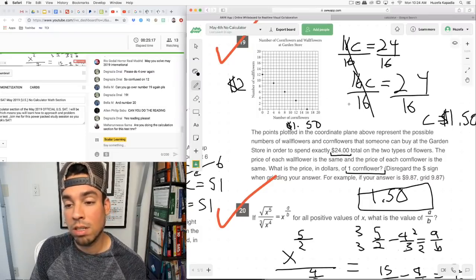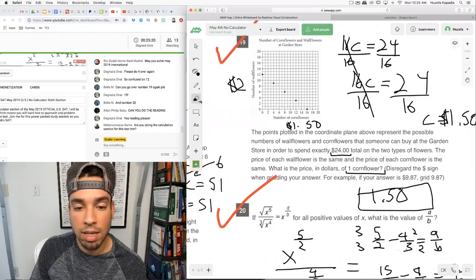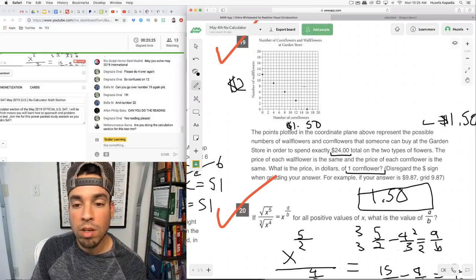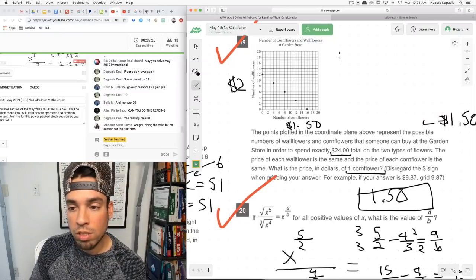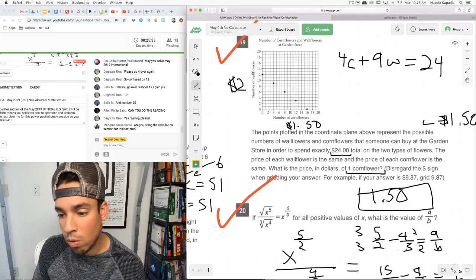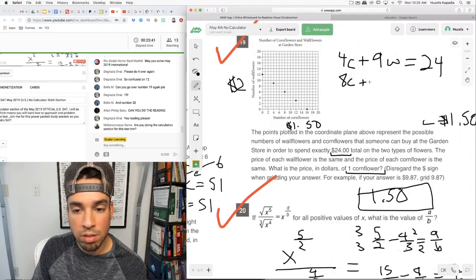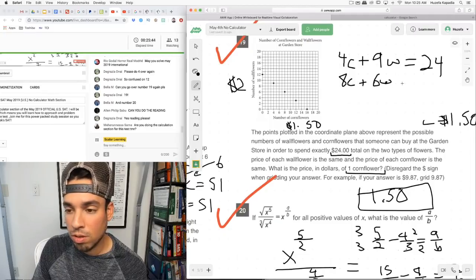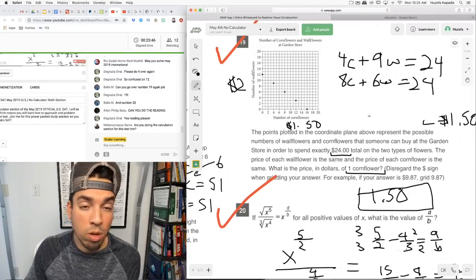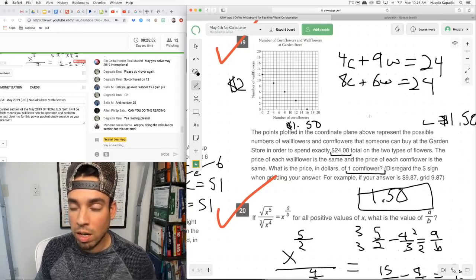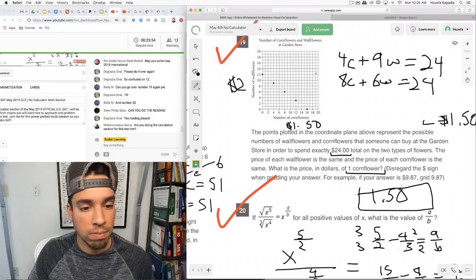Alternatively, I could have done a system of equations. It would still be great, it's just not the efficient option. I could have done something like 4c, that's this point, plus 9w equals 24, because it always equals 24. And then my second equation could be 8c plus 6w equals 24. Now I have a system of equations I can solve by either elimination or substitution, but that's not the optimal way. You could do it, though. It would probably take you a minute. It wouldn't take you that long.